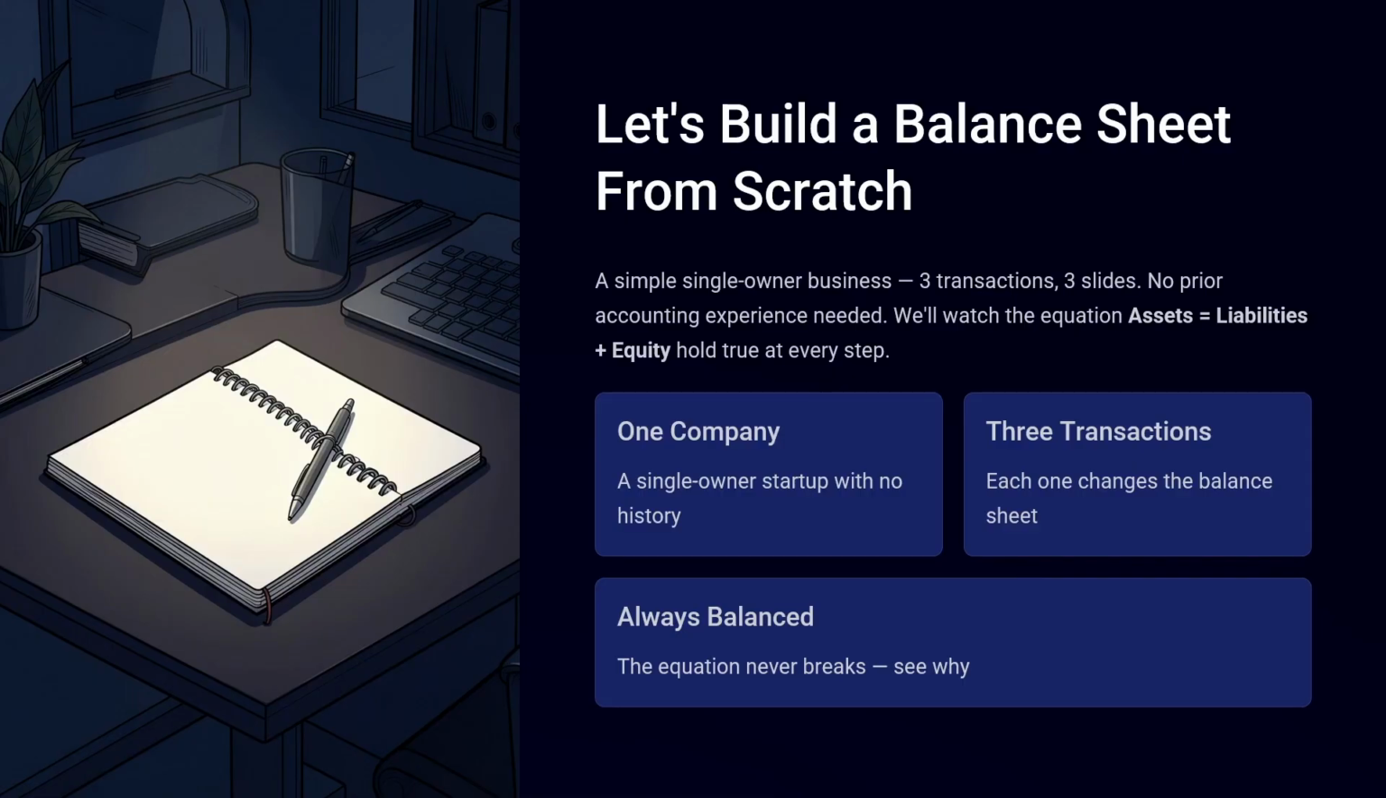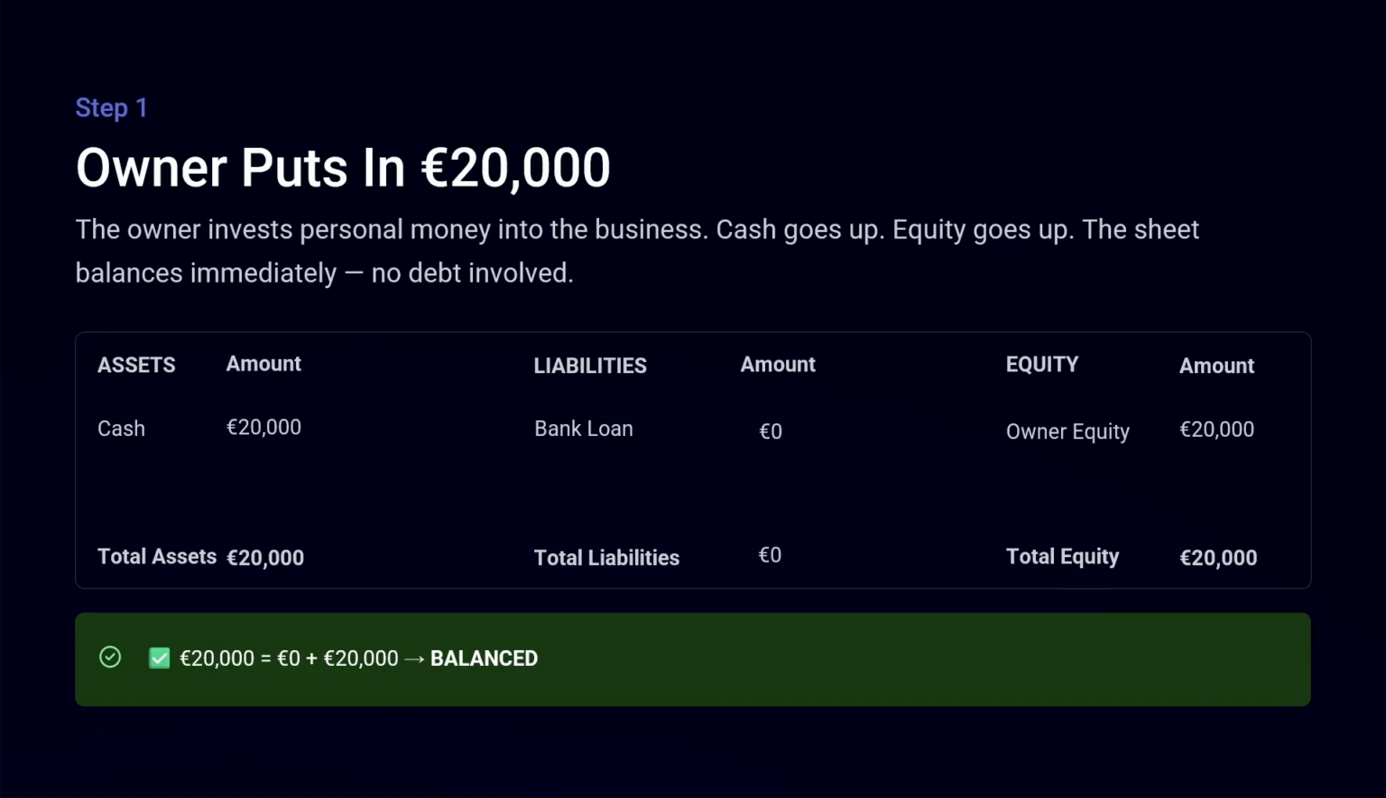Let's see. Step 1. Owner puts in 20,000 euros. The owner invests personal money into the business. Cash goes up. Equity goes up. The sheet balances immediately. No debt involved.